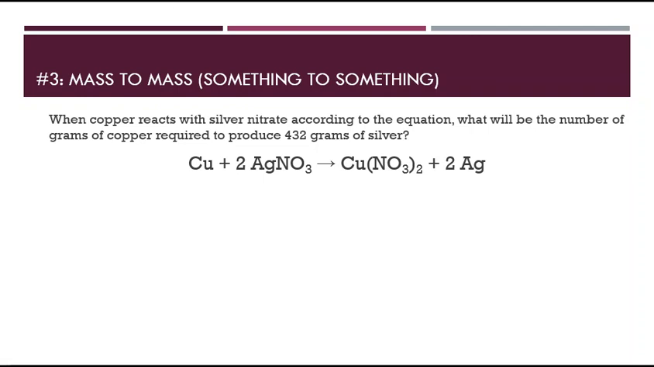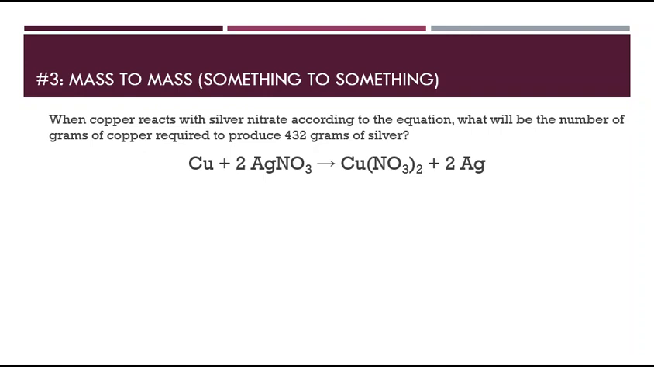Okay, so far we've looked at mole to mole, which takes one step, mole ratio type problems. Then we did mole to something, or something to mole, which only takes 2 steps because you have to do a conversion step and then the mole ratio step. Well, number 3 up here is an example of mass to mass, which is something to something.